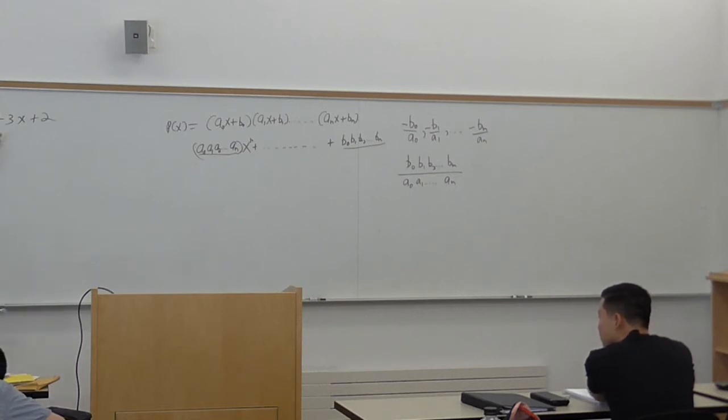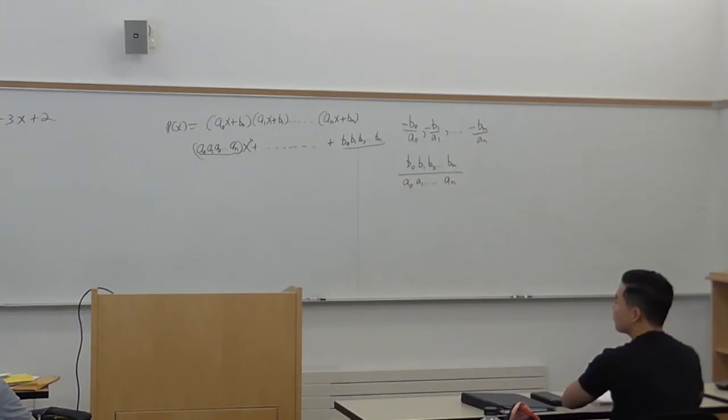So anytime the degree of your polynomial is odd, you have to have a real root. Okay. Well, that's not really what we're looking for here.